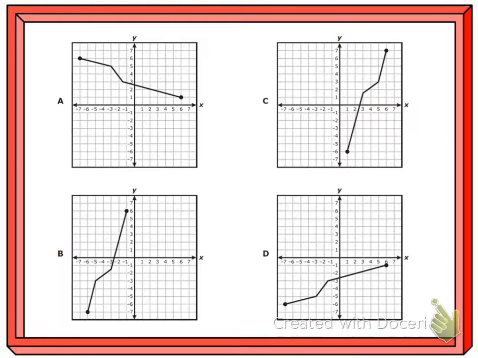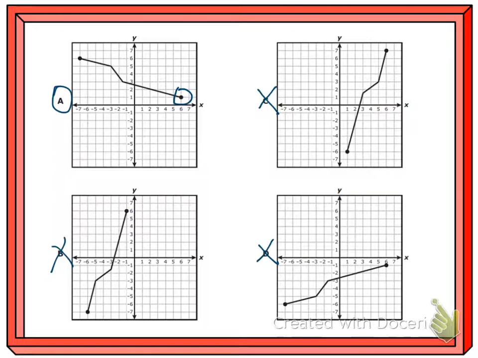So A has a (6, 1) on it, it's right there. C has nope. How about B? Nope. And D, it has a (6, negative 1). Not good enough. So there is answer choice A.